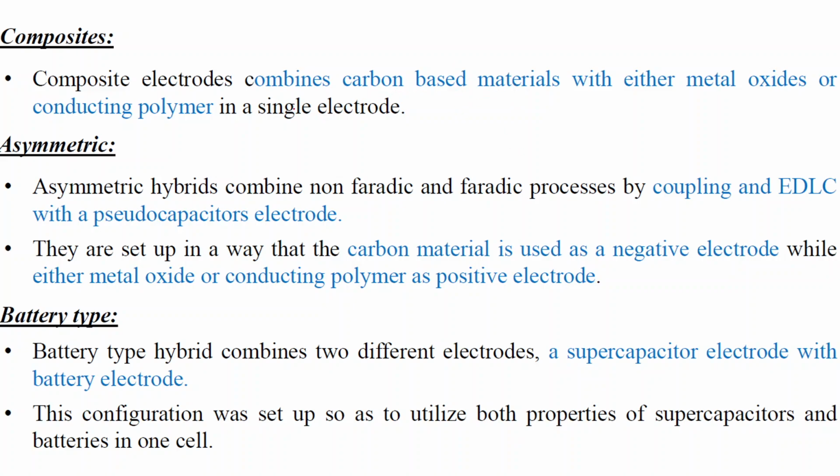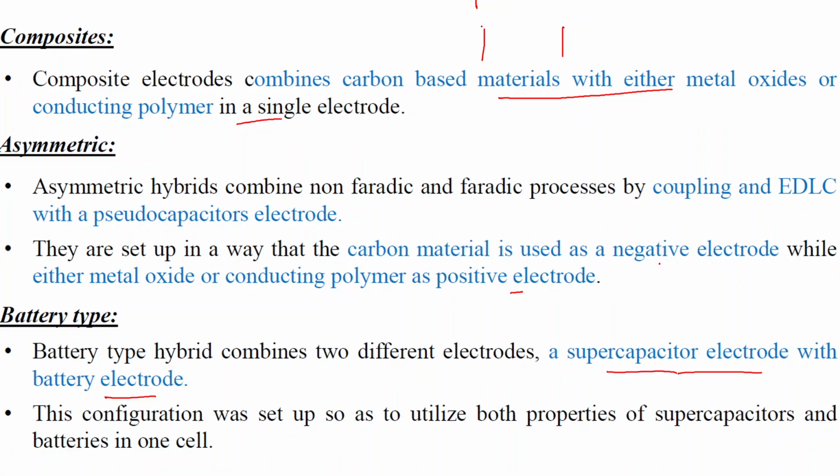Either composite electrodes are used, with carbon-based materials combined with either metal oxides or conducting polymer in a single electrode. As I told, one electrode will be carbon based, the other will be conducting polymer or metal based. Then asymmetric hybrids combine non-Faradaic and Faradaic by coupling EDLC and pseudocapacitor. They are set up in a way that carbon material is used as the negative electrode, while metal oxide or conducting polymer is used as the positive electrode. Then the battery-type hybrid combines two different types of electrodes, a supercapacitor electrode with a battery electrode.